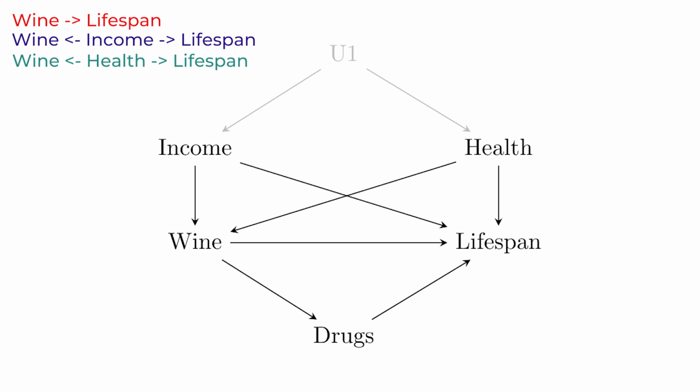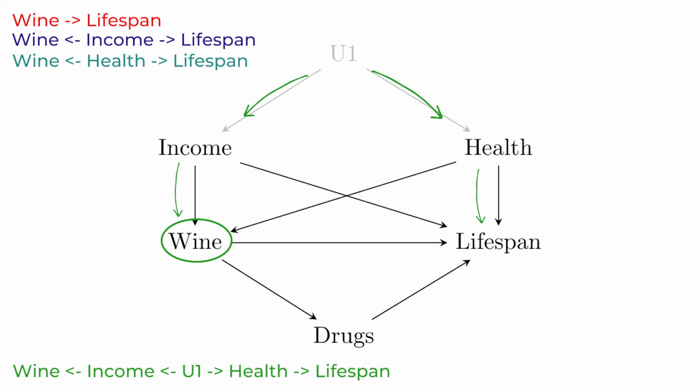We can even get more complex ones. So wine to income to U1 to health to lifespan. That one is saying that people who are wealthier are going to be able to drink more wine. That for some reason, income tends to be related to your background levels of health, and that health will affect your lifespan. Right? So people who are richer drink more wine. People who are richer tend to also be healthier, and that will make you live longer.